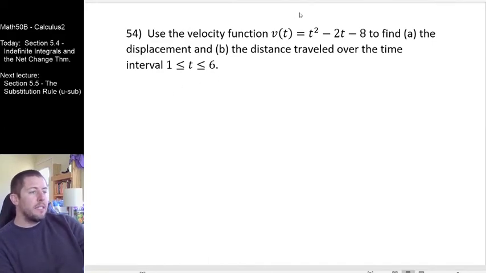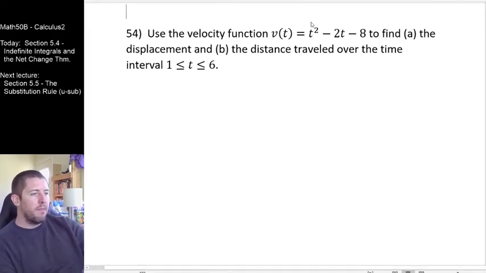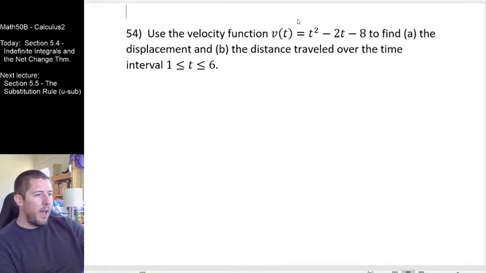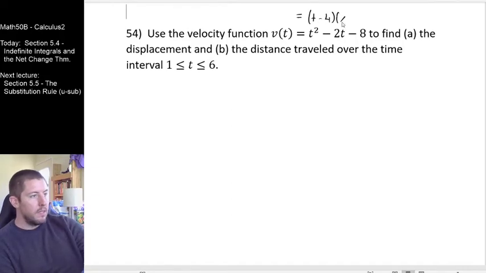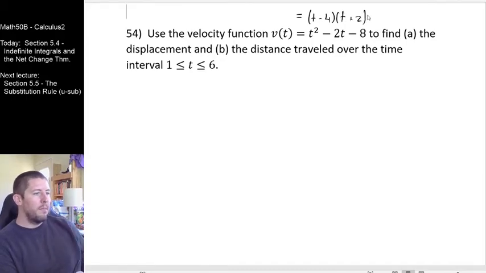We're interested in this velocity function right here. I want to graph this so I can see some points of interest on the graph. One thing I'm thinking is that it's quadratic, so the first thing I should do is ask, is this factorable? Yes, it looks like I can do a t minus 4 and a t plus 2. I think that'll give me the minus 8 on the end, and the minus 2 in the middle.